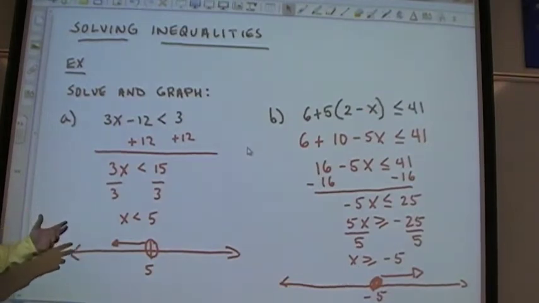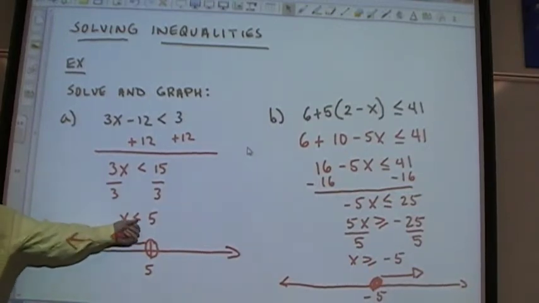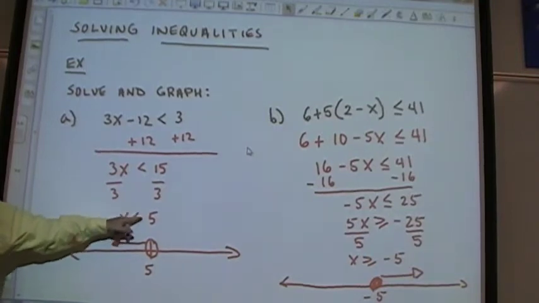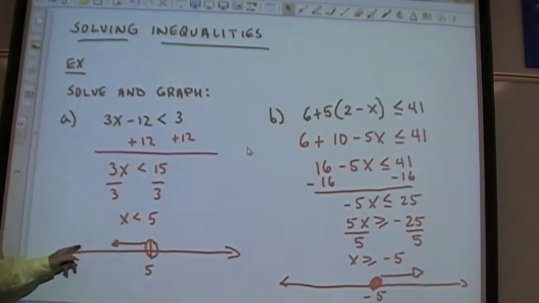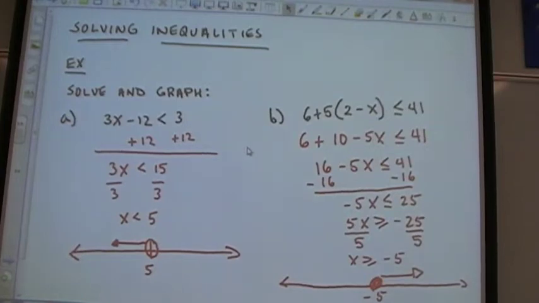The easy way to remember which direction to shade in: if the variable comes first, then you always shade in the direction of the inequality. Since we're pointing to the left, I shade to the left. That's only if the variable comes first. So if you end up with a variable on the other side, you want to rewrite it. You don't have to, but if you want to rewrite it for graphing purposes, you can do that. There's an example after this one where I rewrote it, but again, you don't have to do that.